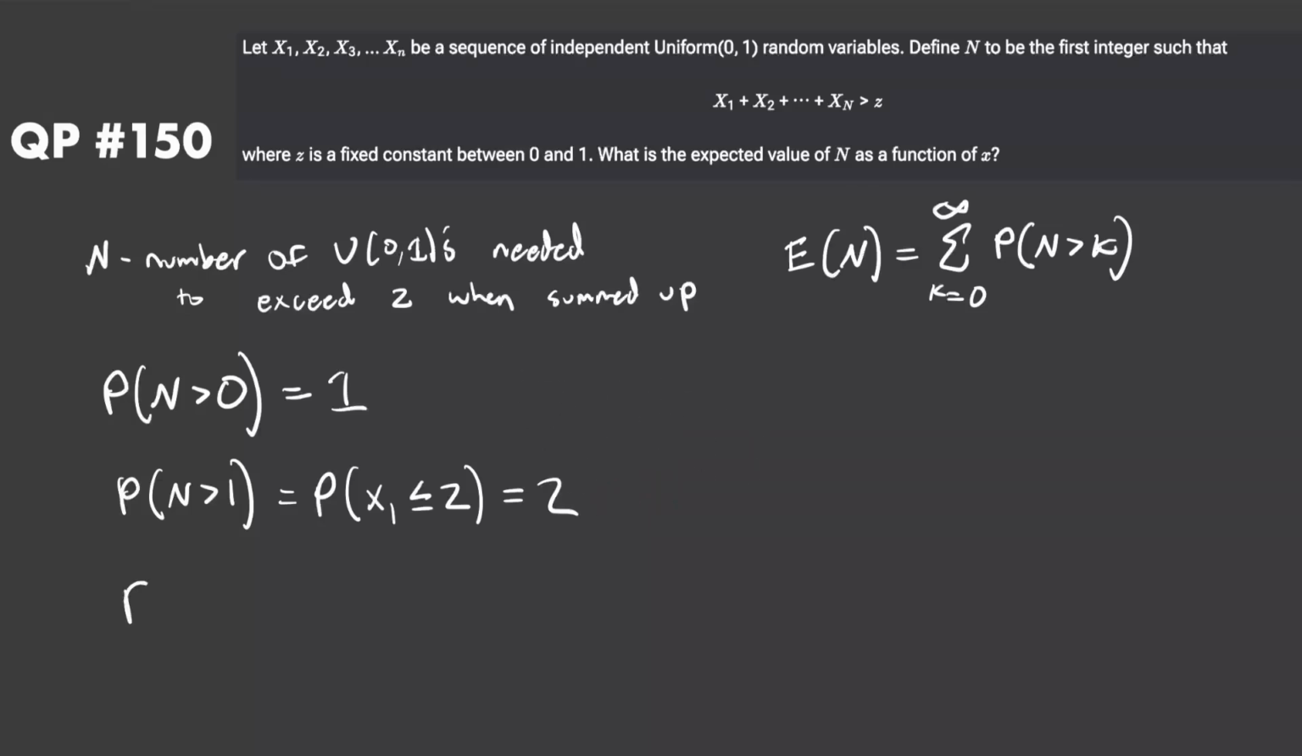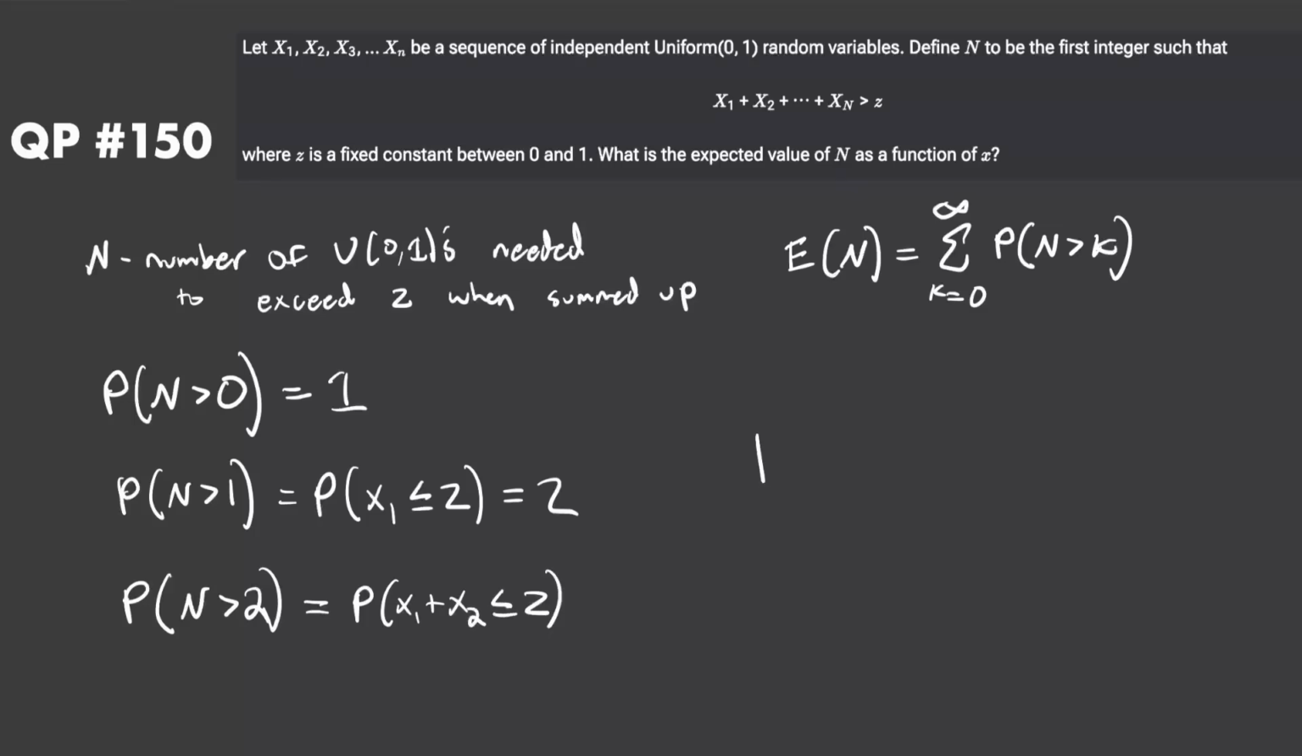Now let's find the probability that n is greater than 2. So the number of uniform 0 to 1s that we need is going to be at least 3. If I have my number line here with a fixed z, it's saying when I take my first two random variables, x1 plus x2, what's the probability that that comes before z? In that case, we're going to need at least 1 more to get something greater than z. So this is just saying, what is the probability that x1 plus x2 is less than or equal to z?